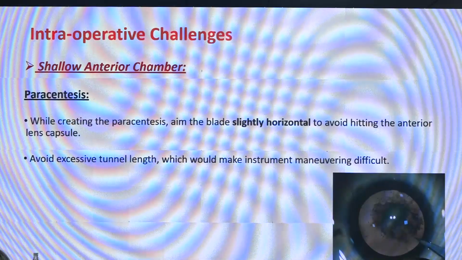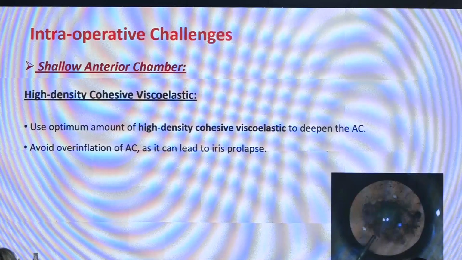Okay, while making the paracentesis, aim the blade slightly horizontal to avoid hitting the anterior lens capsule. But also don't make an excessively long tunnel, because that will make instrument maneuvering more difficult. So you have to balance the two things. Always use an optimum amount of high density cohesive viscoelastic to deepen the AC, and you should avoid overinflation of the AC because it will lead to iris prolapse.